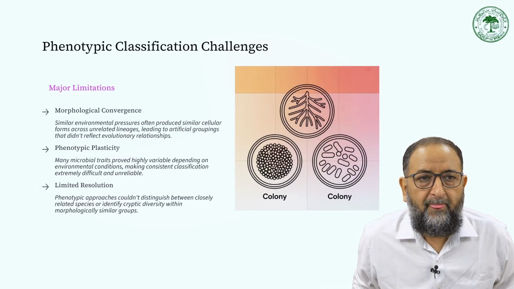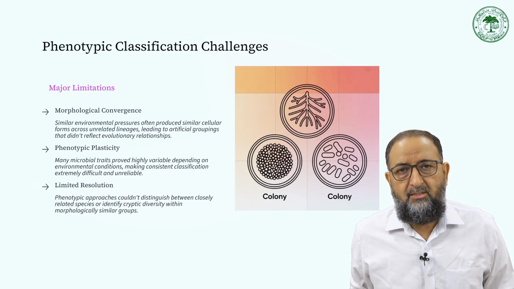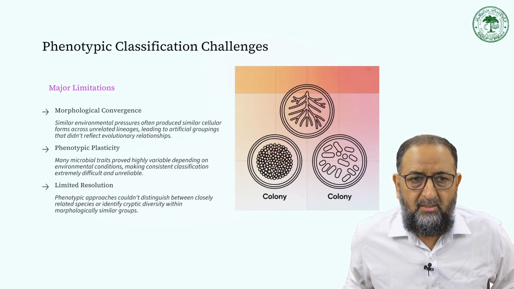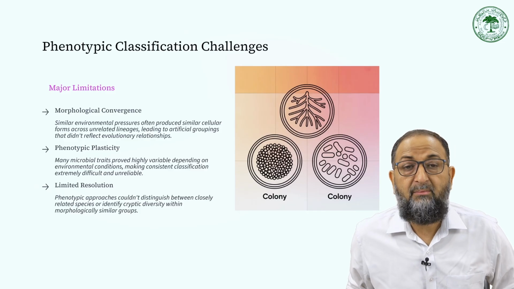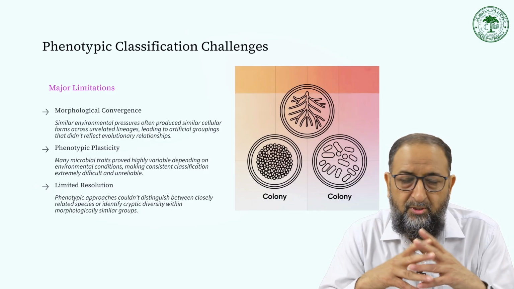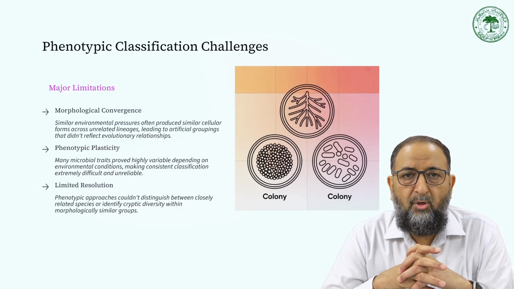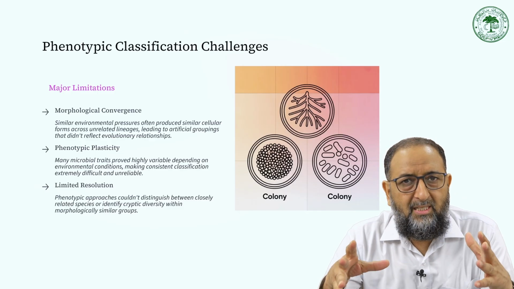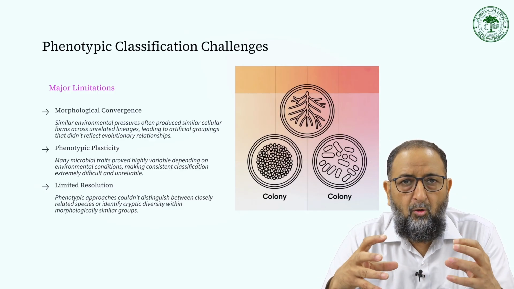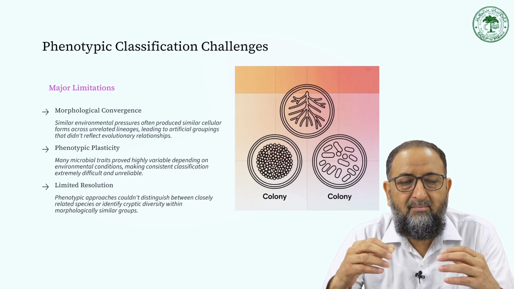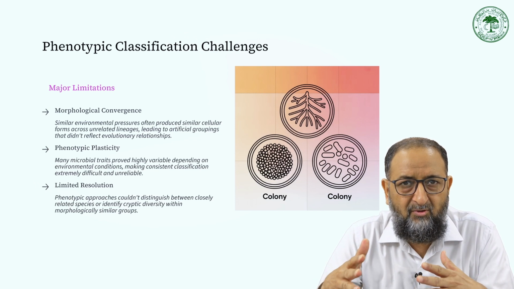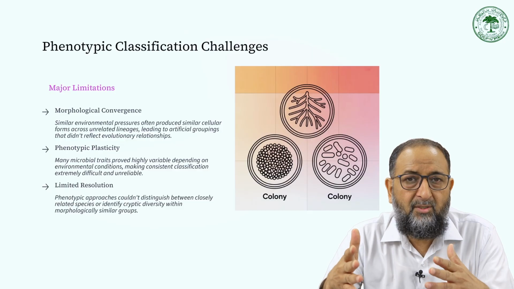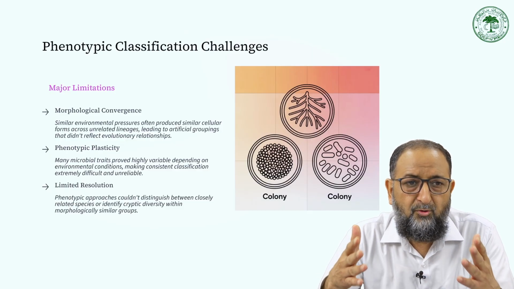different hierarchies. Now, phenotypic classification has major limitations. For example, morphological convergence. Similar environmental pressures often produce a similar cellular form across unrelated lineages. So in certain cases, these microorganisms are morphologically the same. Sometimes it is very difficult to categorize them into one group or another. For example, if you talk about cocci, spherical, all these spherical microorganisms are in the same category, so you keep them in one class or group. But how to keep other microorganisms, which are also spherical, in the same group or a different group is a big challenge. So these are some limitations of morphology.